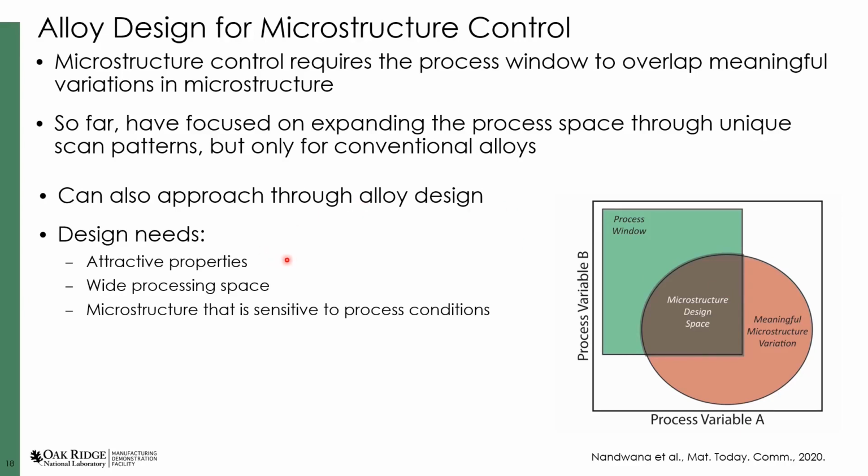But what do you need for such an alloy? Well, you need it to have attractive properties so that people want to use it for some kind of application. You want it to have the widest possible processing space, and you want its microstructure to be sensitive to those processing conditions. So what kind of alloys can we possibly design that might help us with this particular kind of problem?